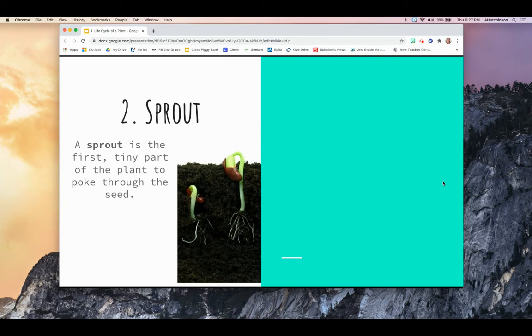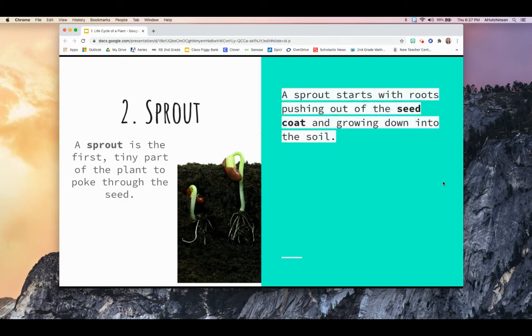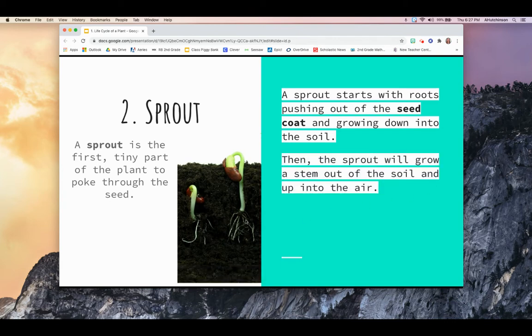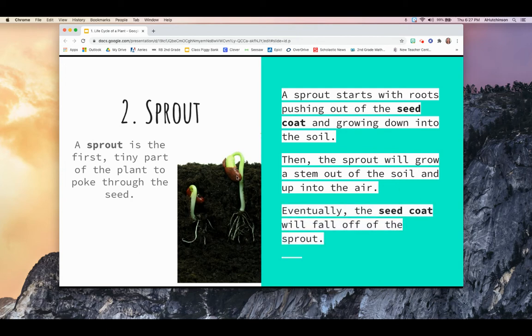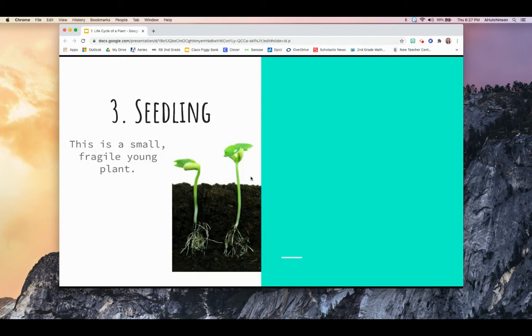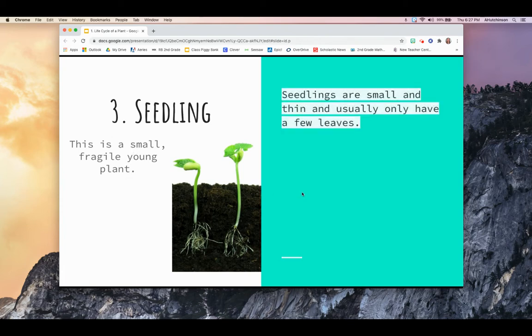A sprout is the first tiny part of the plant to poke through the seed. A sprout starts with roots pushing down into the soil out of the seed coat. Then the sprout will grow a stem out of the soil up into the air. Eventually, the seed coat will fall off of the sprout and it will become a seedling. A seedling is a small, fragile young plant.